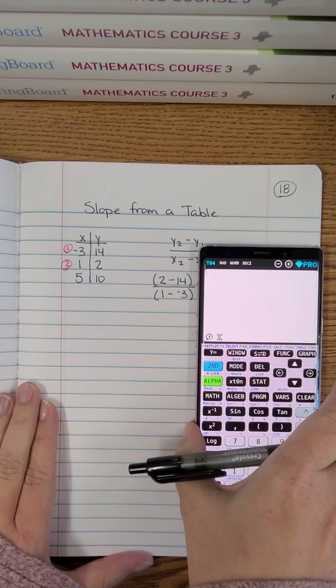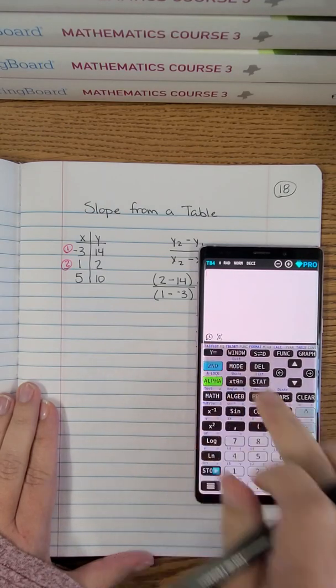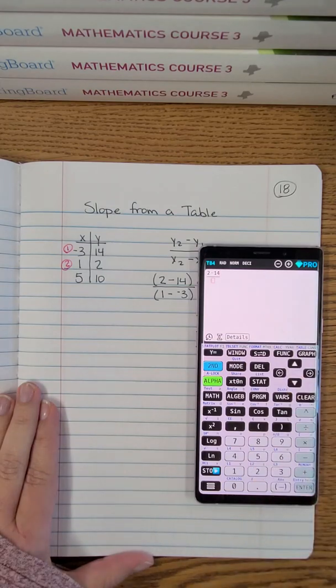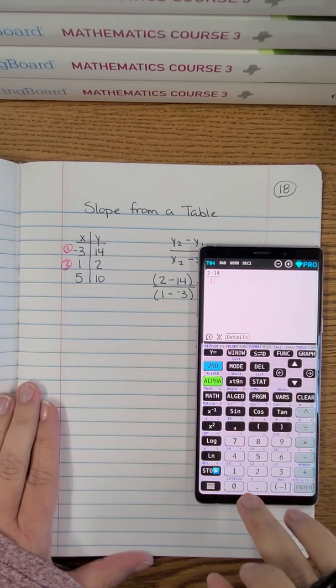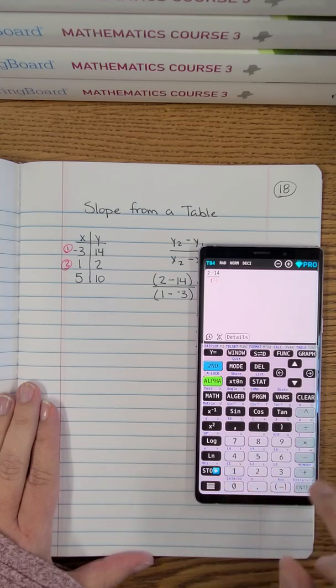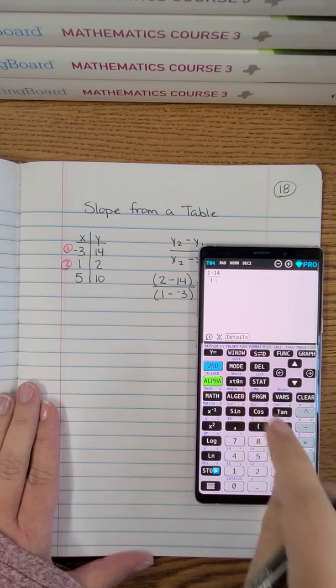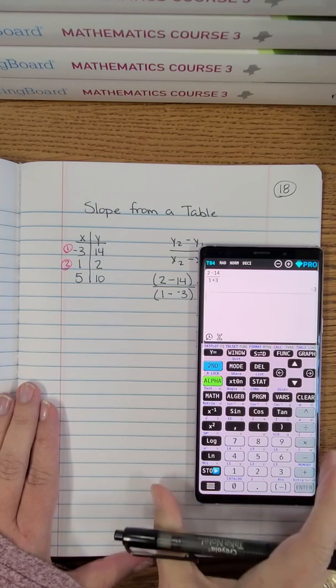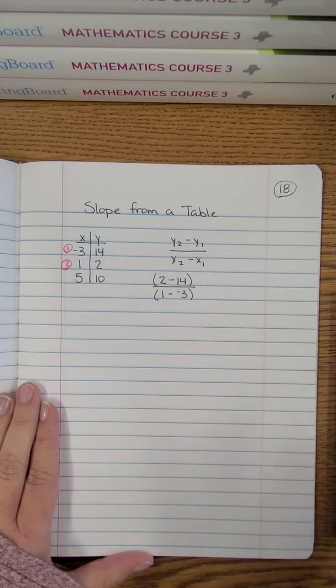I'm going to grab my calculator. I have 2 minus 14. Okay, so I have 2 minus 14, and then on the bottom I'm going to put 1 minus. So I'm going to type in 1 minus -3. And notice that it went ahead and changed that to +3. And I get -3 as my slope.